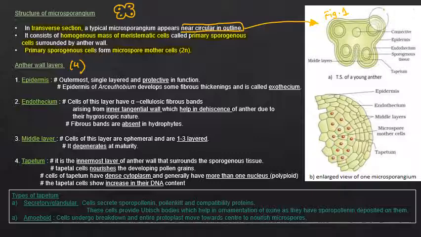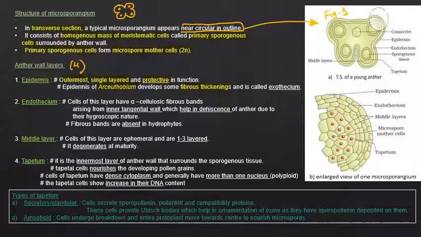Now this epidermis, being the outermost, is going to be a single layered structure. Now, since it is the outermost, its major function is protection, right? Here a fact comes: the epidermis of this plant is going to develop some fibrous thickenings. Generally it had no thickening, but particularly in this plant there will be fibrous thickening, and since that epidermis has changed, it will be called exothecium, right.